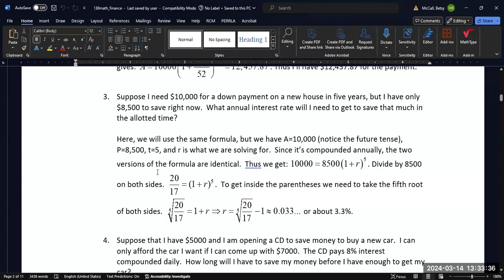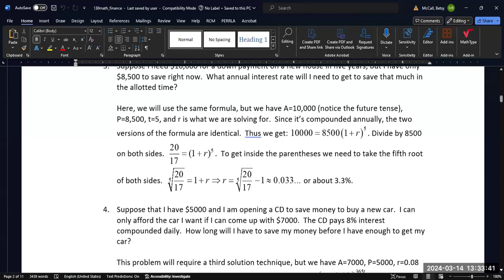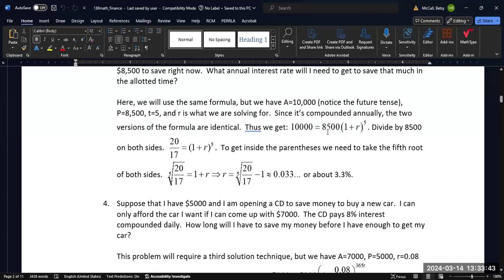If we're compounding annually, then these two versions of the formula are identical. So we're going to divide both sides of the equation by 8,500 to get our 1 plus r to the fifth. And then we're going to get 20 over 17. And then what we're going to have to do is take the fifth root to get rid of that exponent. And then we can subtract this value minus 1. And so what we find is that when you do that calculation, you end up needing about 3.3% interest.